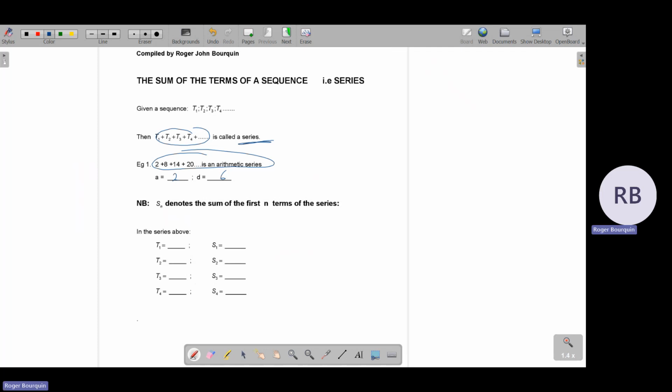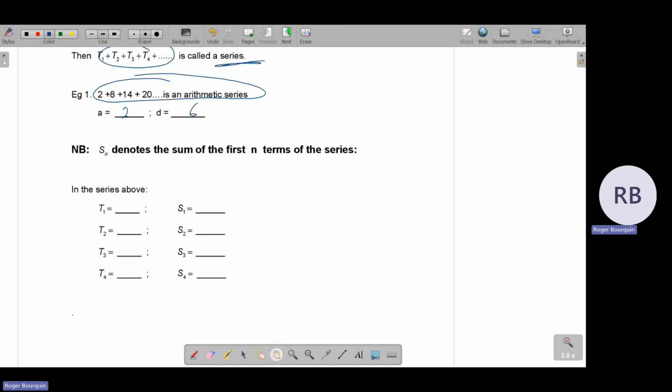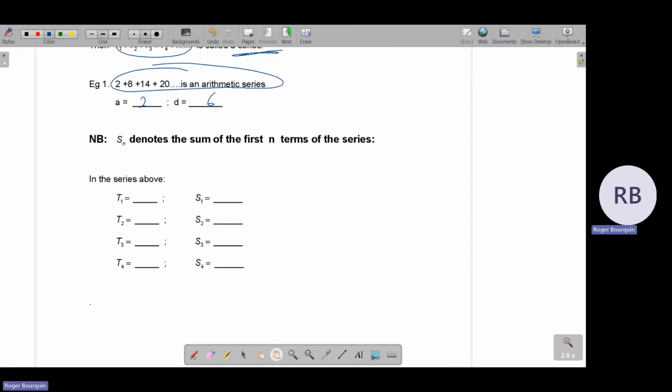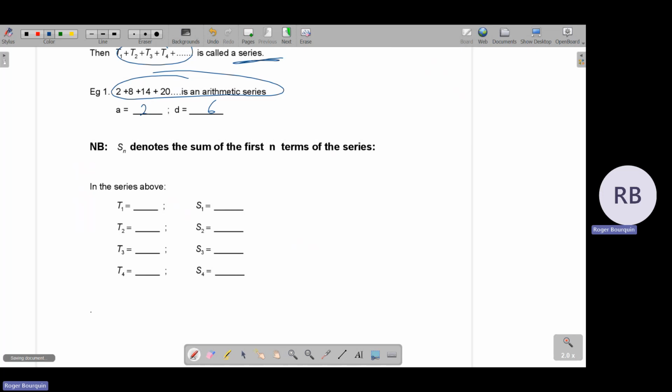Okay. So now just some terminology. In that particular series, we still say that term 1 is equal to 2. And S1, what is the sum? S1 means the sum of the first one terms, so in that case that is also 2. What's term 2? 8. But what's the sum of the first 2? Then it's 10.